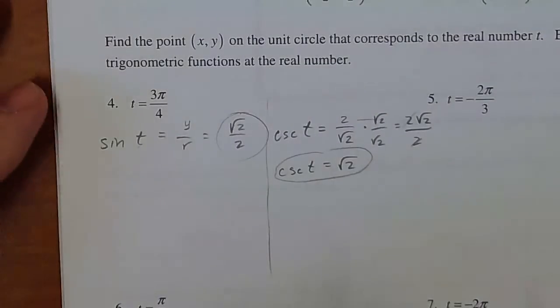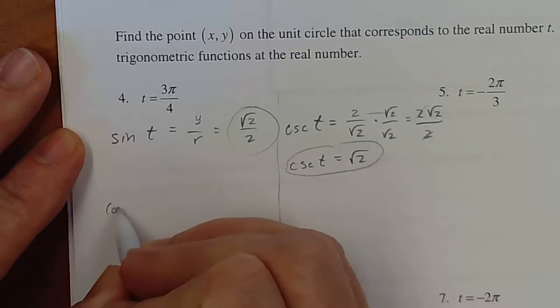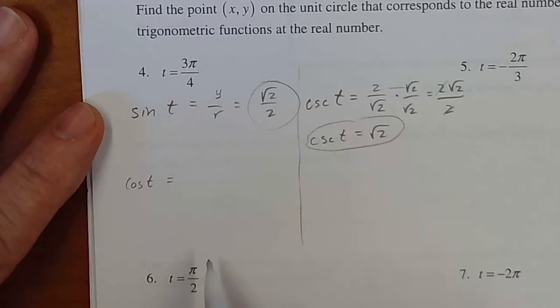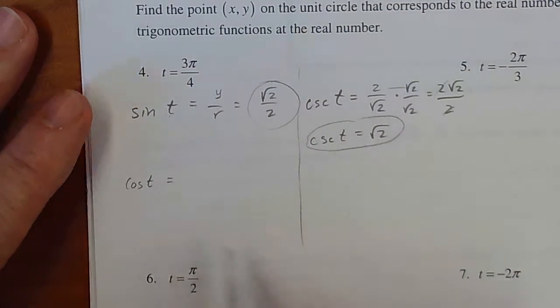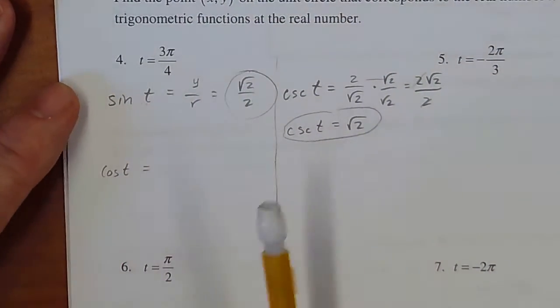All right, so you try cosine now. I got this going for you. You try cosine of t and secant of t, and then try tangent of t. You might need to do the work for some of these up here. I don't know, it might get kind of crowded. So you try those last 4.